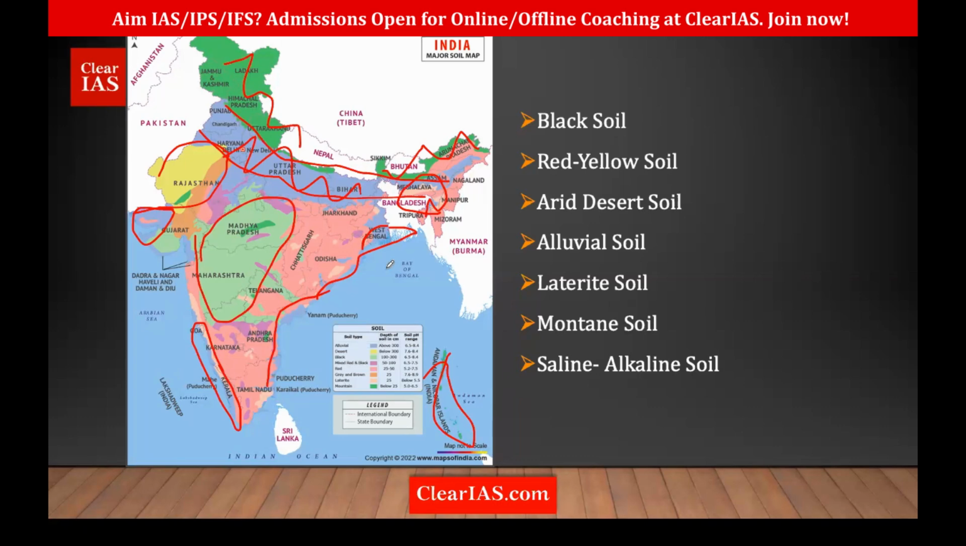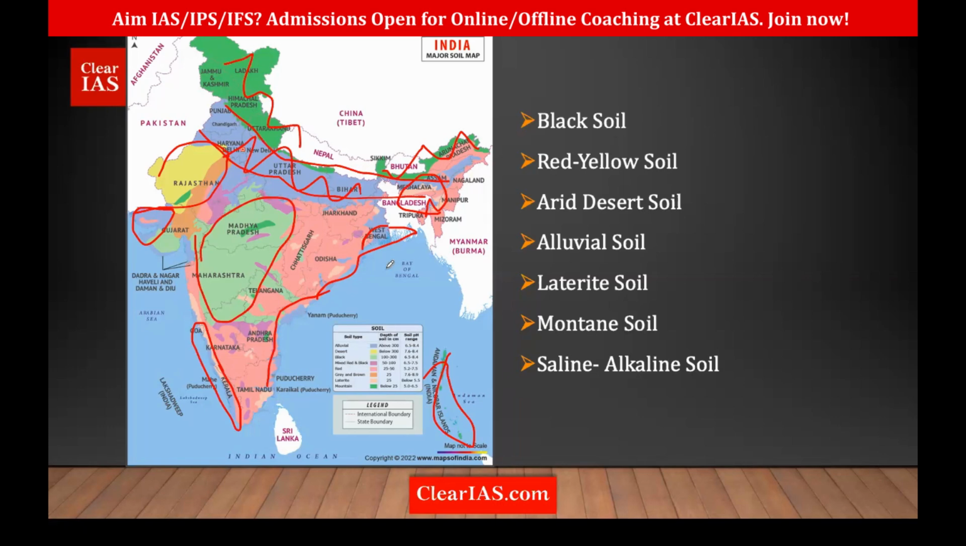Then we have what? The laterite soil. Laterite soils are found in regions of high precipitation. One is on the Kerala coast. Another one is in the northeast, that is Meghalaya, Assam region. Then we have the Andaman and Nicobar Islands region.